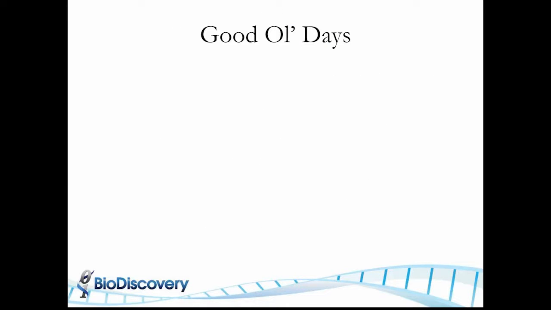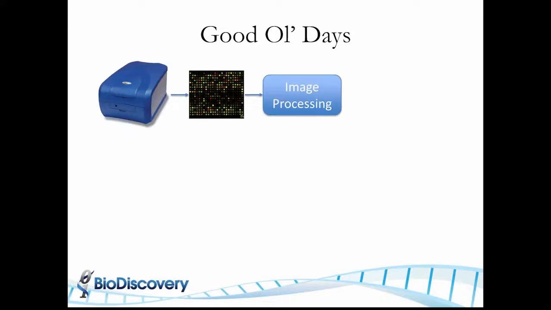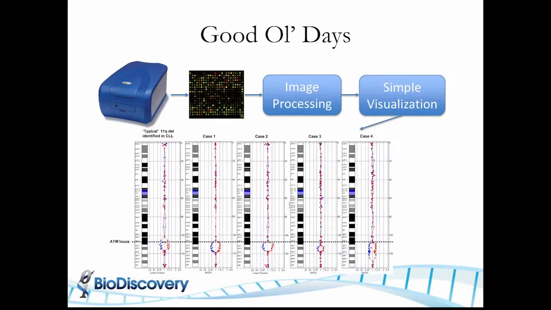So going to the evolution of how we got to this point, I want to talk about the good old days. And if you recall, and maybe some of you still have it, an Axon scanner used to get a two-color competitive hybridization for an aCGH BAC array. The extent of the software ended up being mostly an image analysis piece and then doing something relatively simple for visualizing the data. So this is the dye swaps of the BACs.